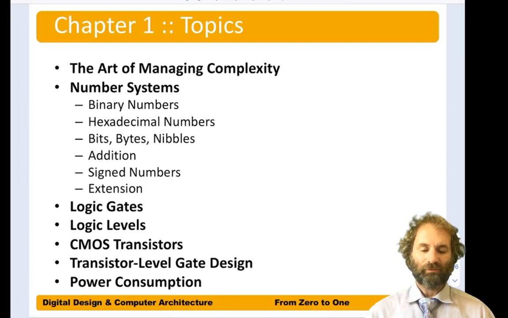Now we'll go down a level of abstraction to transistors. We'll talk about CMOS transistors and how we can look at them as digital switches, and then how to build logic gates with these switches. Finally, we'll talk about power consumption in digital systems.